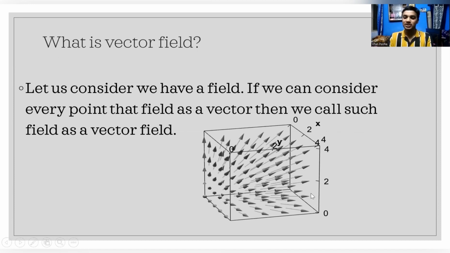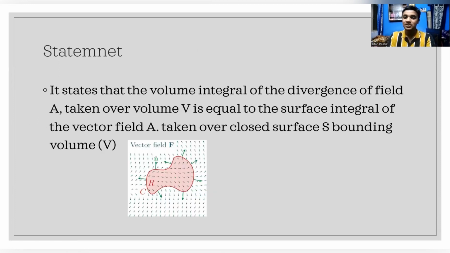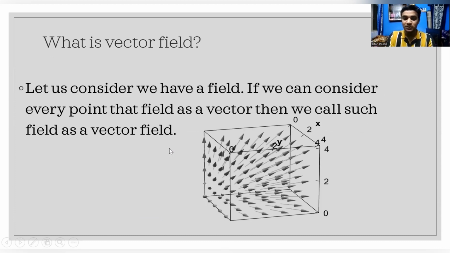Okay, so we have to understand what is a vector field. As in the previous slide, we have been taking that there is a vector field F as shown here, and we have to understand what this vector field F denotes. Let us consider we have a field. If we consider every point of that field as a vector, then we call such a field a vector field. As you can see in this diagram, it shows vectors in all directions.